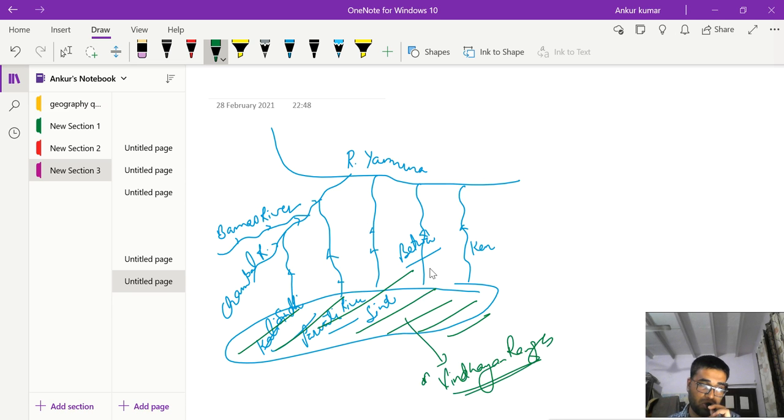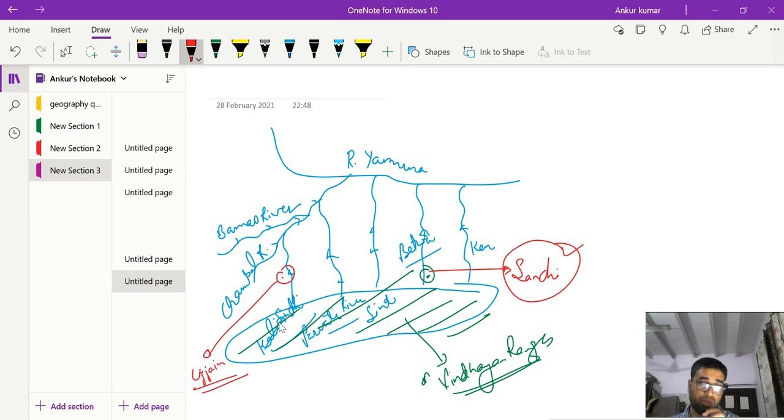On the Betwa River, a very important city is located that you can remember, that is Sanchi. This much is to be remembered. And on this Kali Sindh River, located here is Ujjain. Right. So these are the tributaries of the Yamuna River. And the projects on the Yamuna and its tributaries, like the projects on the Chambal and the Banas River, we will do in a minute. So first of all, let us do the tributaries of the Ganga River.